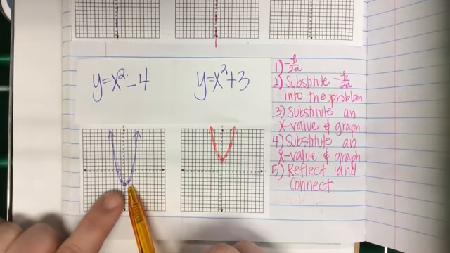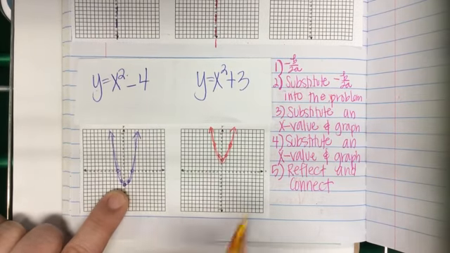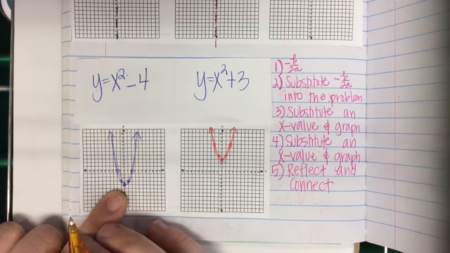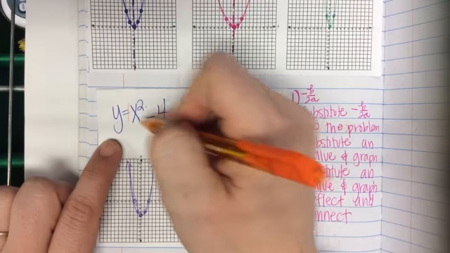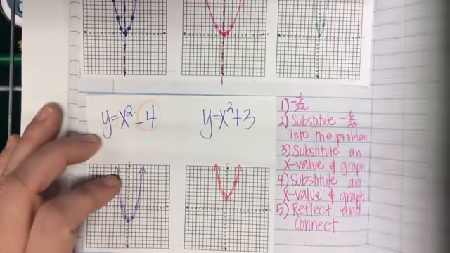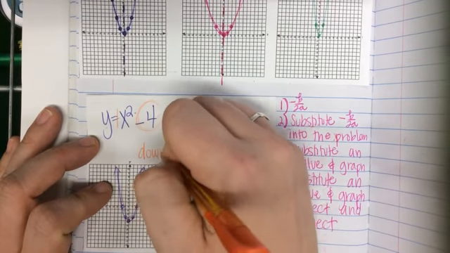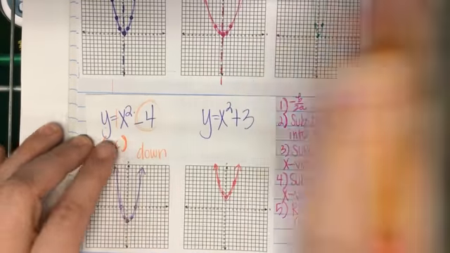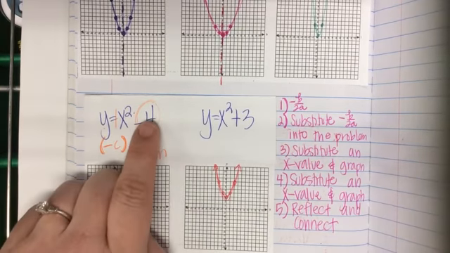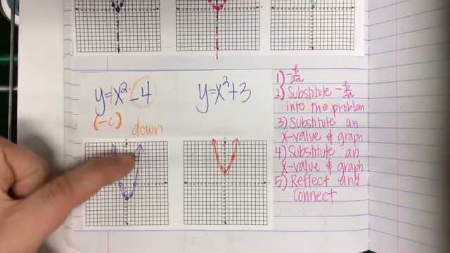What happened here? The width doesn't change. It's a 1 and it's a 1. It does not change. But what changed about it? It went down 4. This has a negative C. If your C value is negative, it moves down.